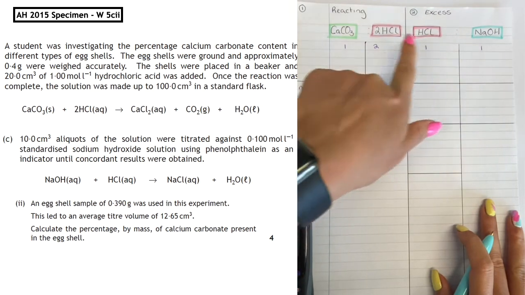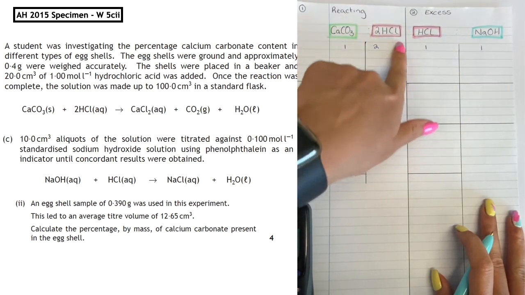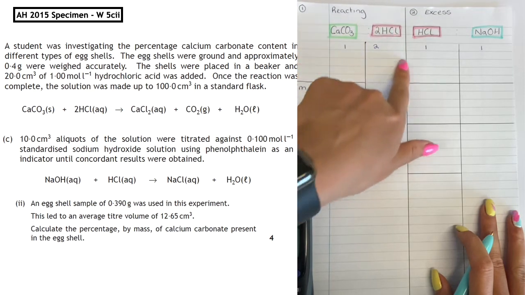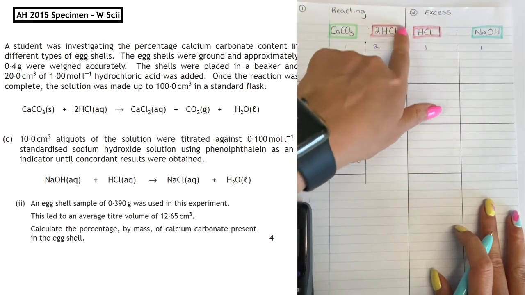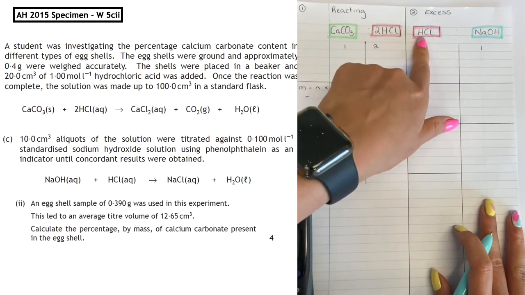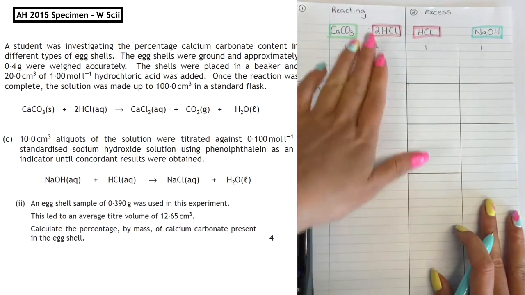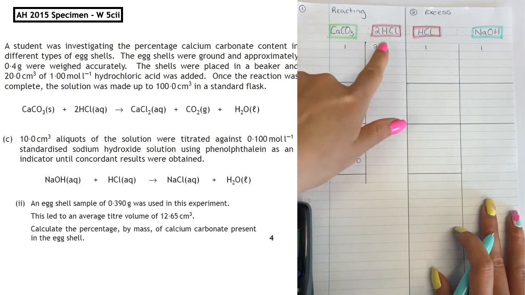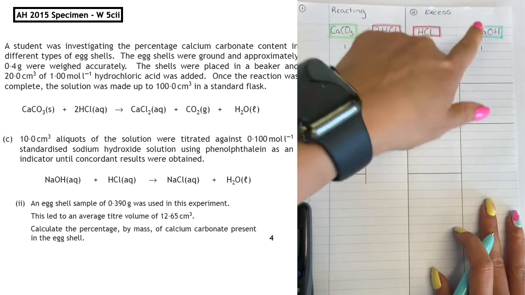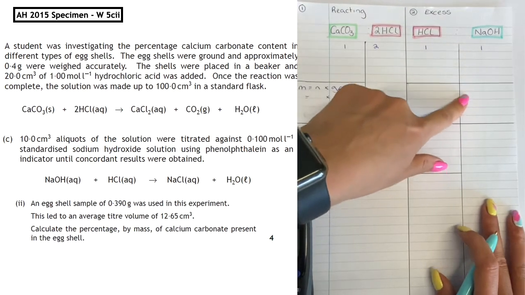hydroxide. Now, because we don't know how much had initially reacted in this, we have to work out how much of our leftover excess hydrochloric acid had reacted and then take it away from our original to work out our reactant. So to work out the number of moles of this, we need to work out the number of moles of this, number of moles of this, then number of moles of this. So we're going to start here.